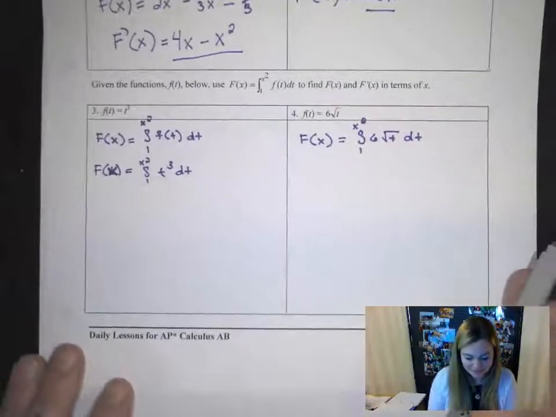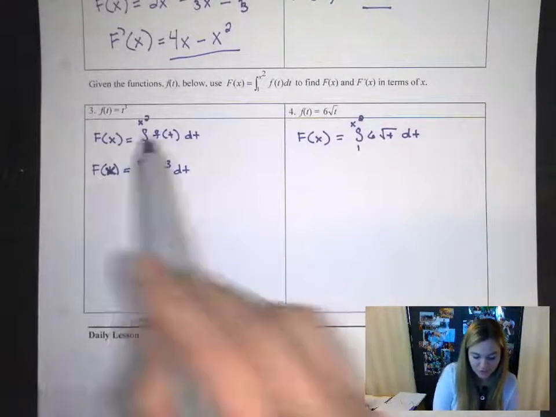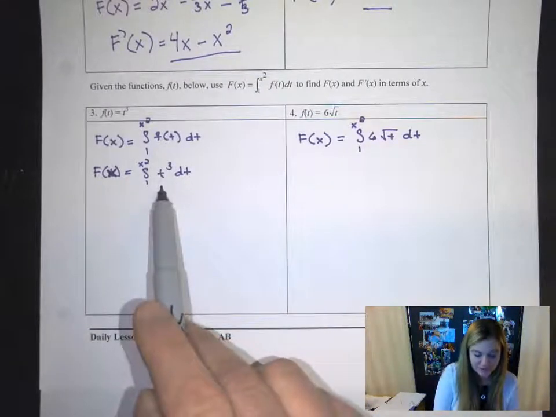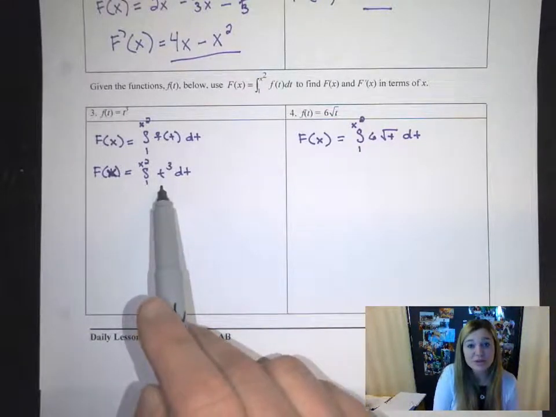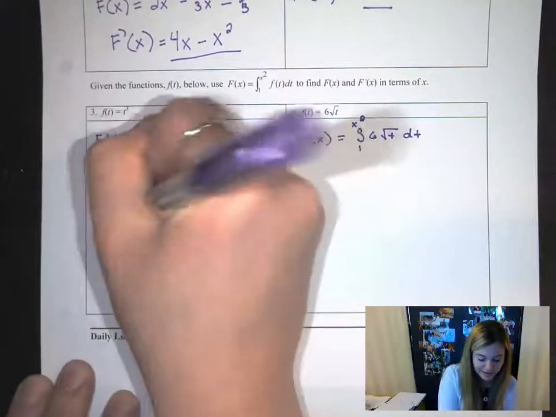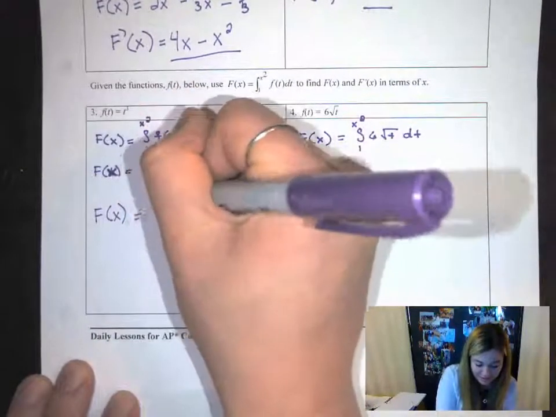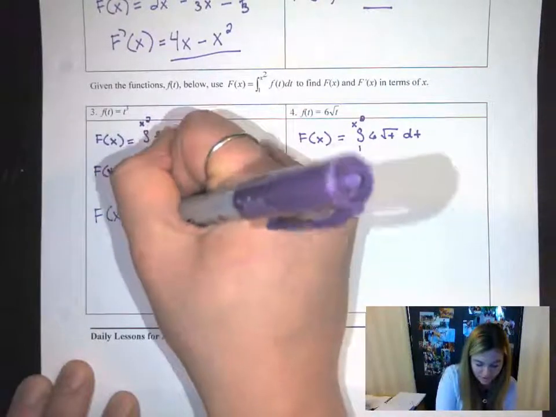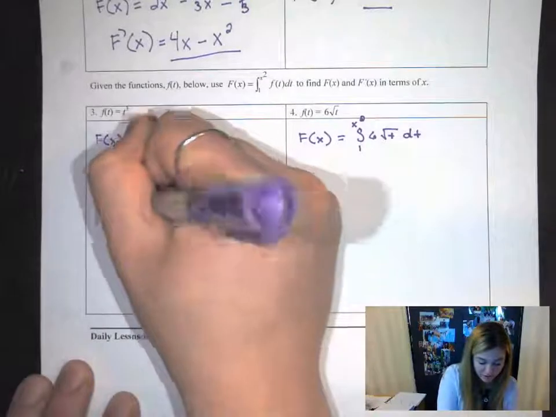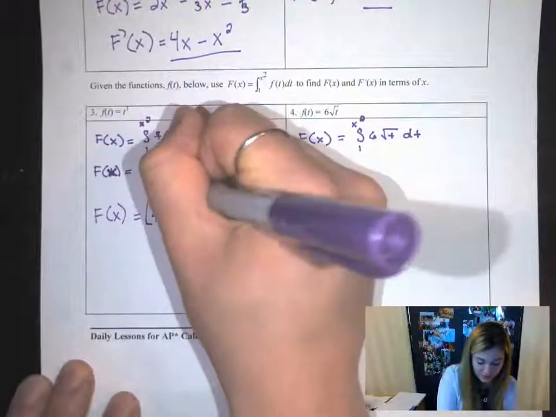So what this is, I have this integral from 1 to x squared of f of t, and I wrote the f of t here, and then I put in what f of t was, which is t cubed. I'm going to do the same thing I did up above, and I'm going to say capital F of x is equal to 1/4 t to the 4th. I'm going to evaluate this from 1 to x squared.